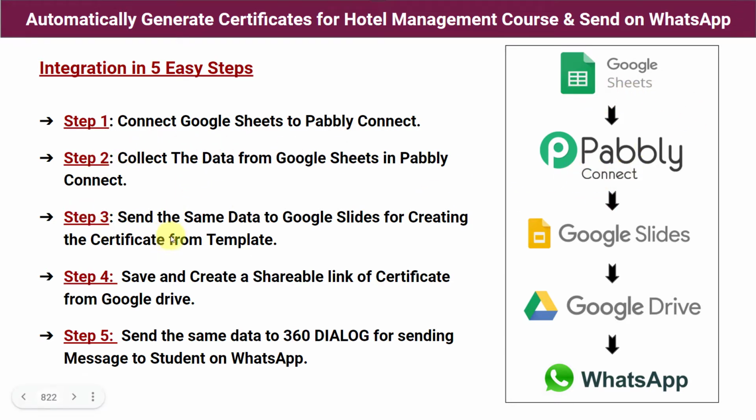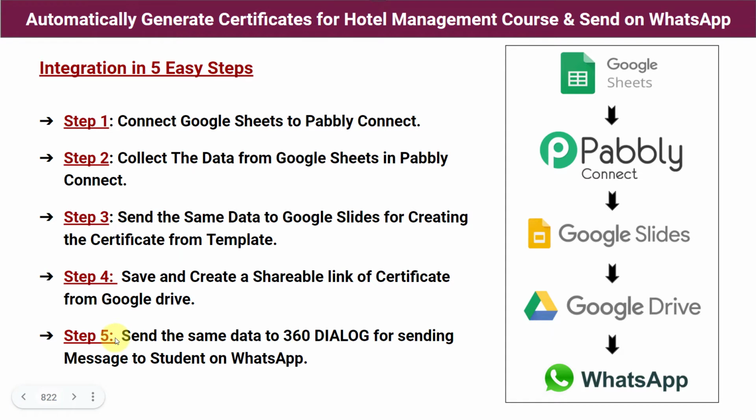Step 3 is send the same data to Google Slides for creating the certificate from template. So now we are going to send the collected data from Pabbly Connect to Google Slide to create a certificate. Step 4 is save and create a shareable link of certificate from Google Drive. So after this, we'll create a shareable link of the certificate from our Google Drive.